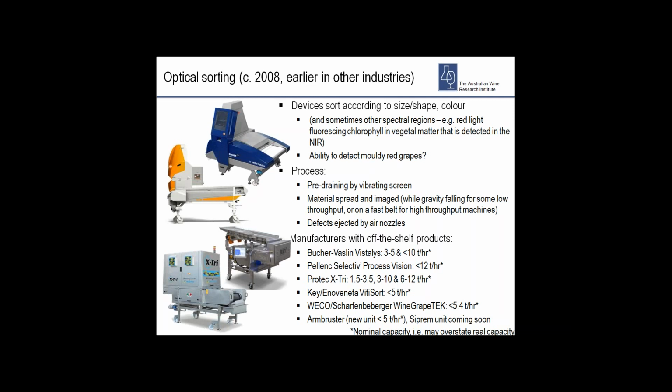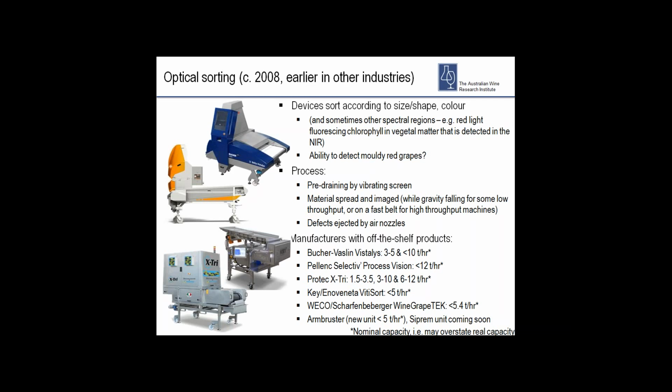There are quite a few companies now making these optical sorters for the wine industry. Initially, it seems like they were mainly Bucher Vaslin, Pellenc, and then Protec, which was being distributed by Di Franceschi. But in the last few years, other optical sorting companies like Key and Waco have released devices, and they've also teamed up with traditional wine industry equipment suppliers. For example, Key with Ing Veneta and Waco with Scharfenberger.